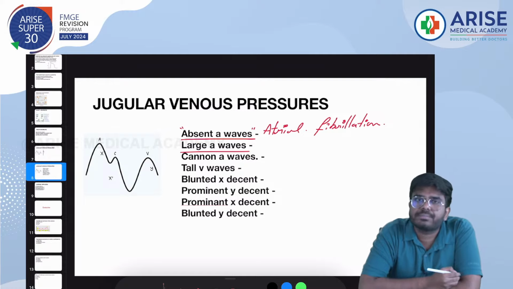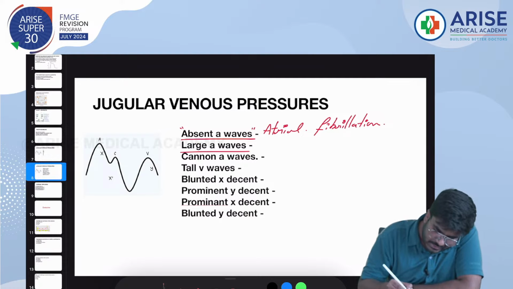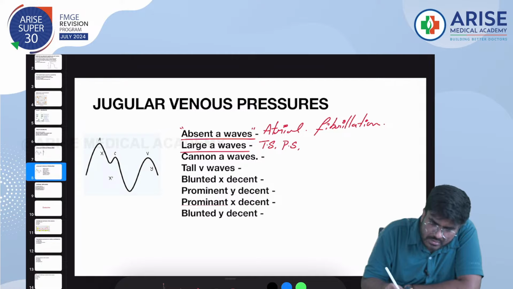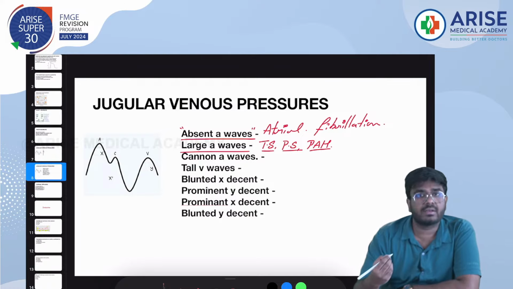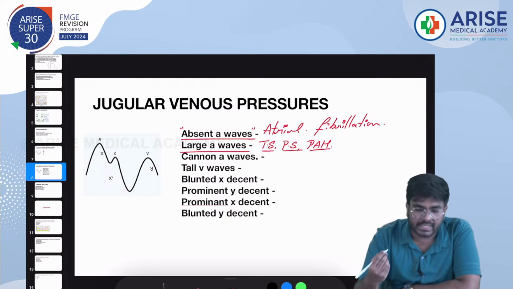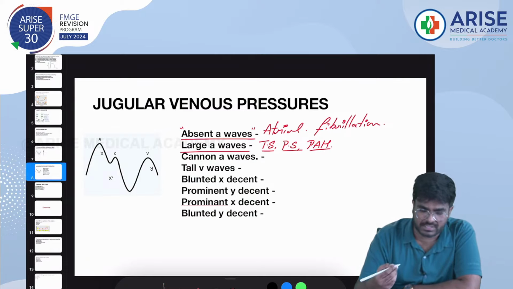Large A waves. Guys, large A waves are going to be seen in which conditions? Large A waves are seen in conditions like tricuspid stenosis, pulmonic stenosis, pulmonary artery hypertension. In these conditions, large A waves are going to be seen, especially the answer that's many times asked in the exam is tricuspid stenosis. In tricuspid stenosis, pulmonic stenosis, pulmonary artery hypertension, the patient is going to have large A waves.